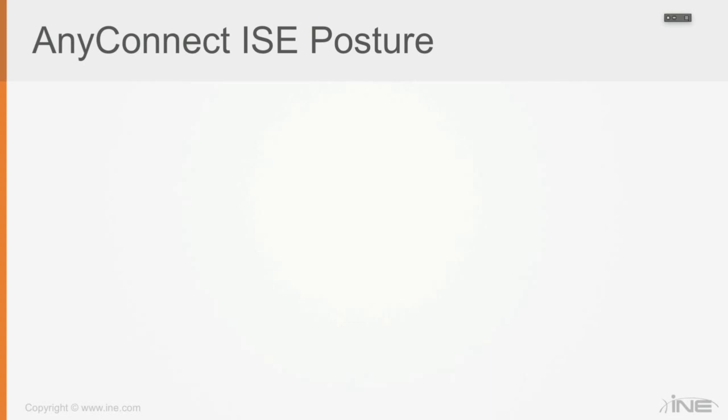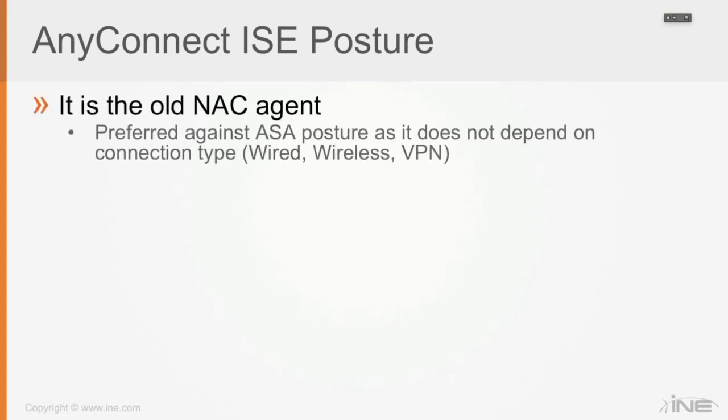The AnyConnect ISE posture module, which is the old NAC agent, is preferred over the ASA posture, as it is going to do pretty much the same thing, posturing or assessing the health of the end system. But the main advantage is that it doesn't depend upon the connection type. So the AnyConnect posture module allows you to do those inspections on the client and do remediation on the client regardless of the connection type of that user, whether the user is connected via wired, via wireless, or via VPN.